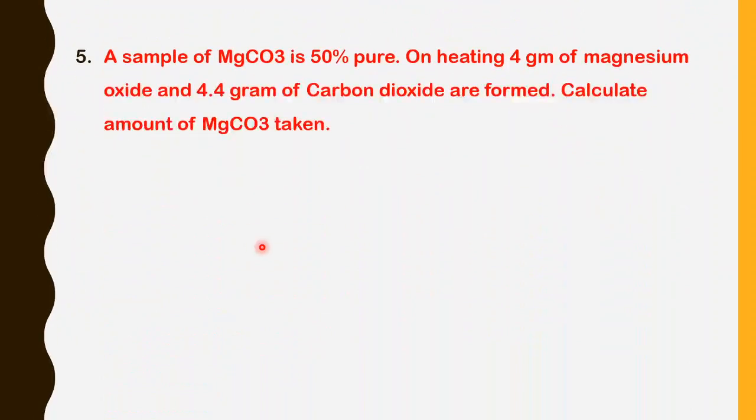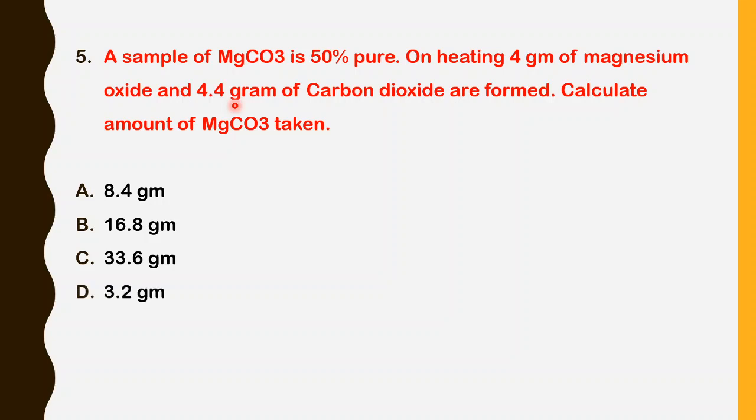So the next question for you is, a sample of magnesium carbonate is 50% pure. On heating, 4 gram of magnesium oxide and 4.4 gram of carbon dioxide are formed. So again here there is a chemical reaction. First we have to construct that reaction. We have to find out the amount of MgCO3 being taken for this particular reaction. The options available for you are, the first option is 8.4 gram, second is 16.8 gram, third option is 33.6 gram, and the last option is 3.2 gram.